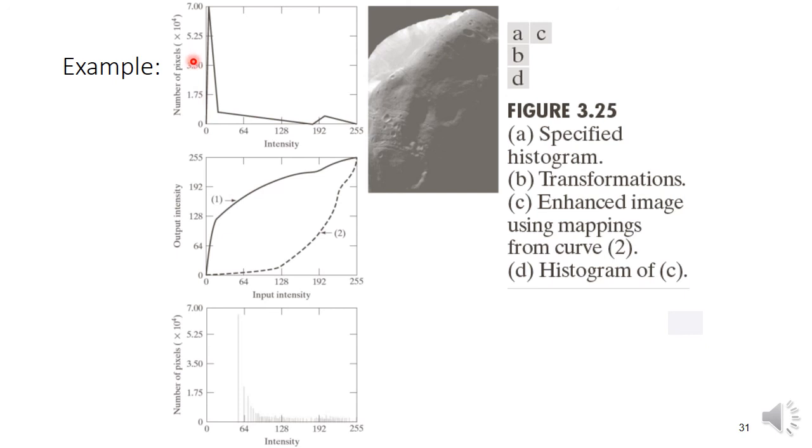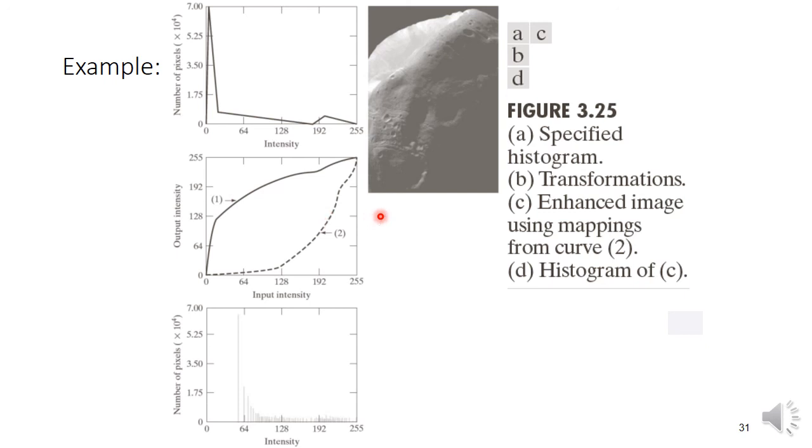So it is our specified histogram, while in part B of the figure these are the two transformations. For these two transformations, you can see that the x-axis has input intensity values from 0 to 255, and the y-axis contains the output intensity values, which is also in the range 0 to 255. For a transformation, you know that the intensity range of input is always equal to the intensity range of output, and we have two curves. This is curve number one, and this is curve number two. So these two curves will be used to enhance the image.